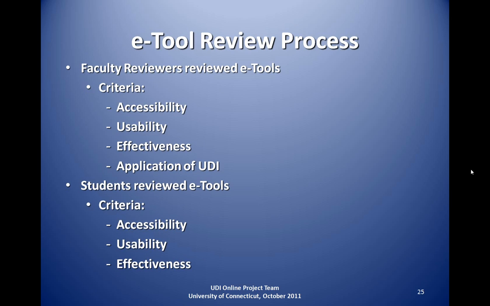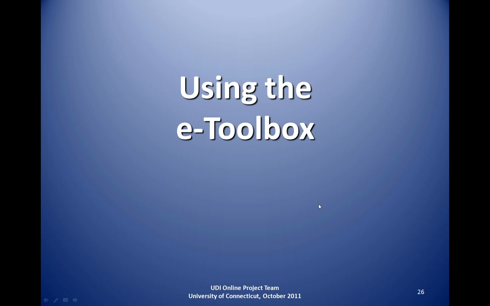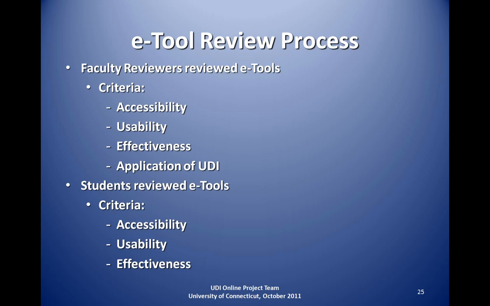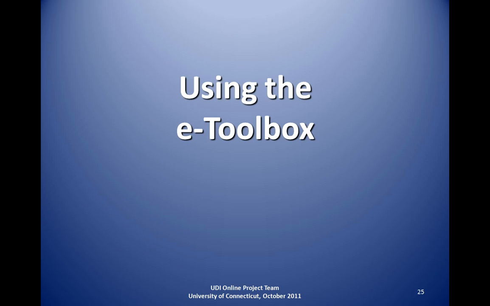When we sent this out to the faculty reviewers, we asked them to review based upon accessibility, usability, effectiveness, and application of UDI, following similar terms to those that I described before. The students also reviewed the e-tools, and we were asking them about their perceptions of the tool's accessibility, usability, and effectiveness from their perspective. Really that's answering the question: does that e-tool make it easier for students to access the course materials? And the results of both the faculty and the student reviews are posted on our website.